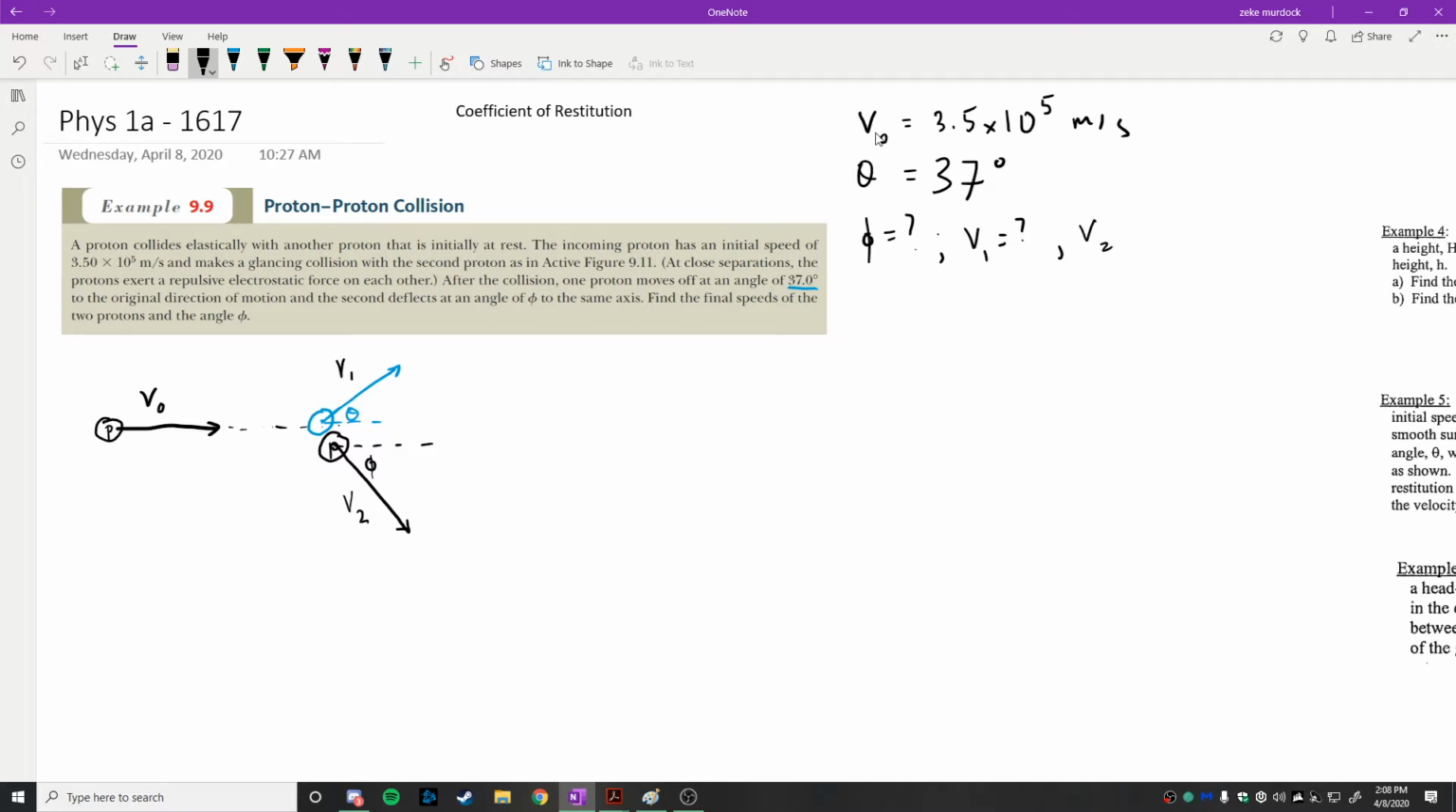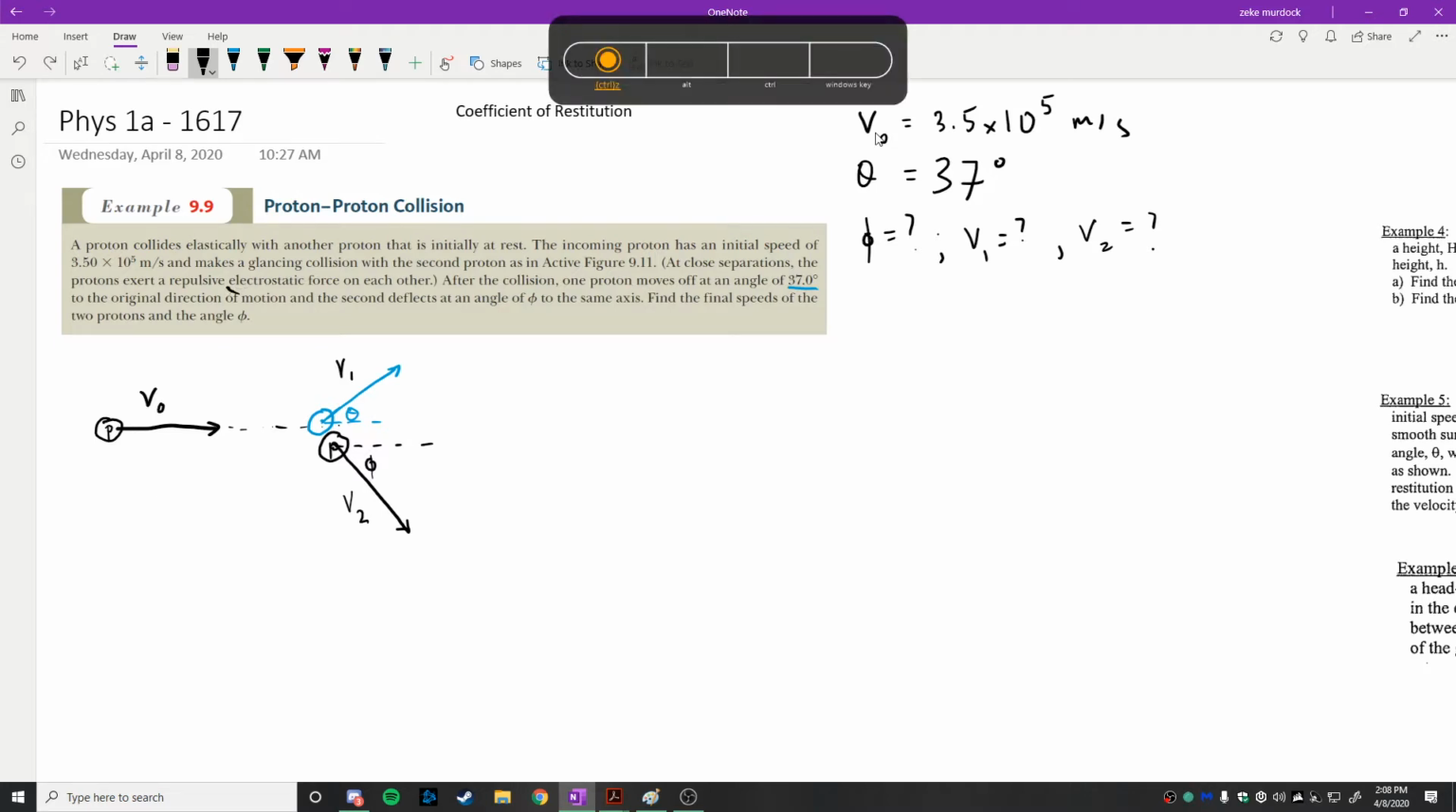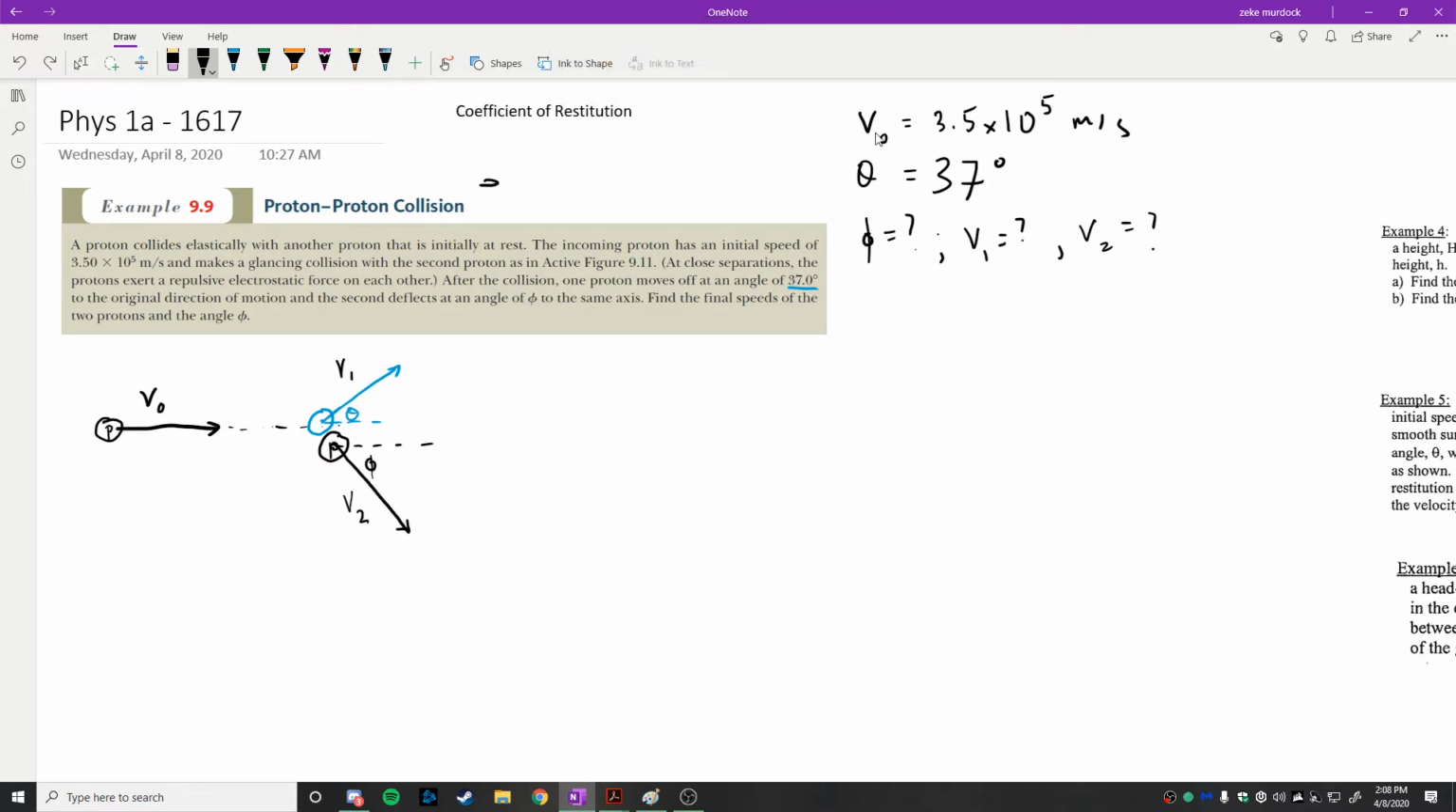This is a little different from a problem we did yesterday for a couple of reasons. First of all, this is a proton-proton collision that involves the electrostatic force. The electrostatic force makes it so that the protons never touch each other, which means this is a special type of collision. This is what we call an elastic collision, which means that kinetic energy is conserved.